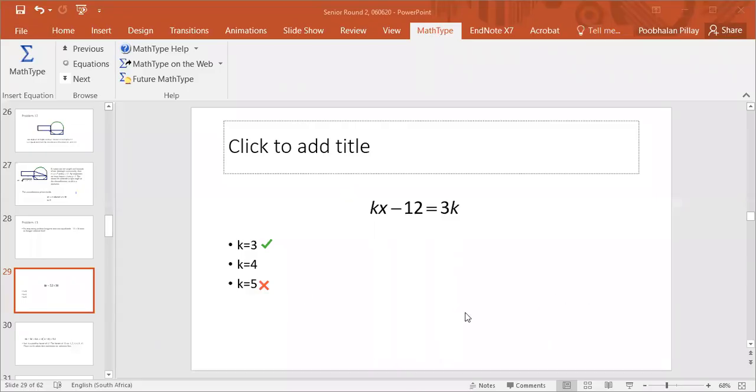So now you kind of understand the problem. Which values of k give you an integer solution for x? Right? So just understanding the problem was the issue here. So let's go to this.